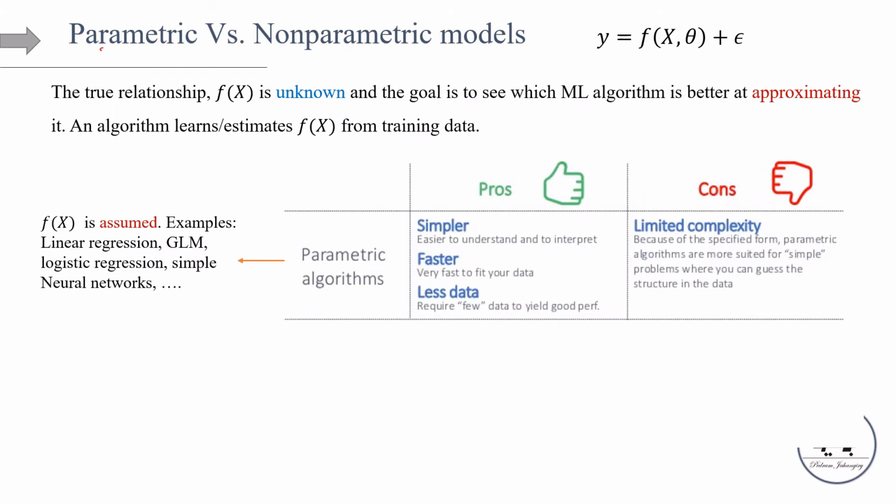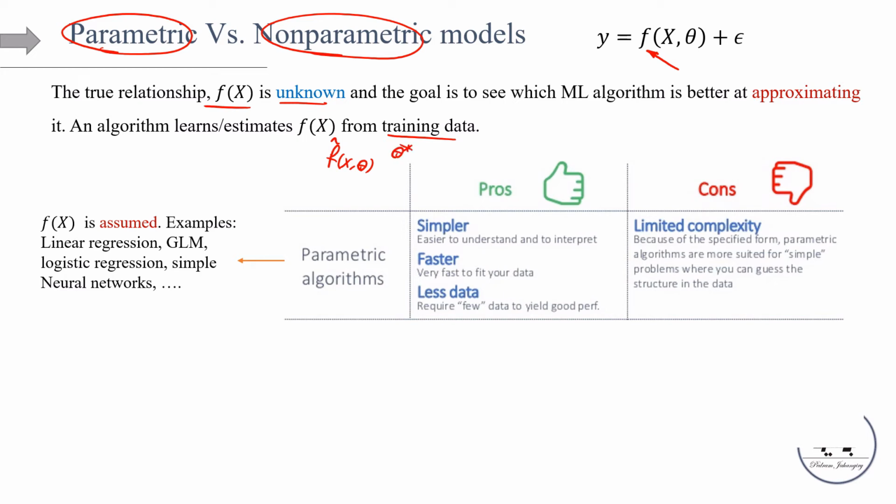Now let's talk about parametric versus non-parametric models, right? Remember, the true relationship, that unobservable f of x, is unknown. And the goal is to see which machine learning algorithm is better at approximating that unobservable function, that f of x. An algorithm is going to learn or estimate that f of x from the training data. So basically, it's going to figure out what is f hat of x. We can write it as f hat of x and theta. And basically, by training, we mean the theta stars have been learned, right?